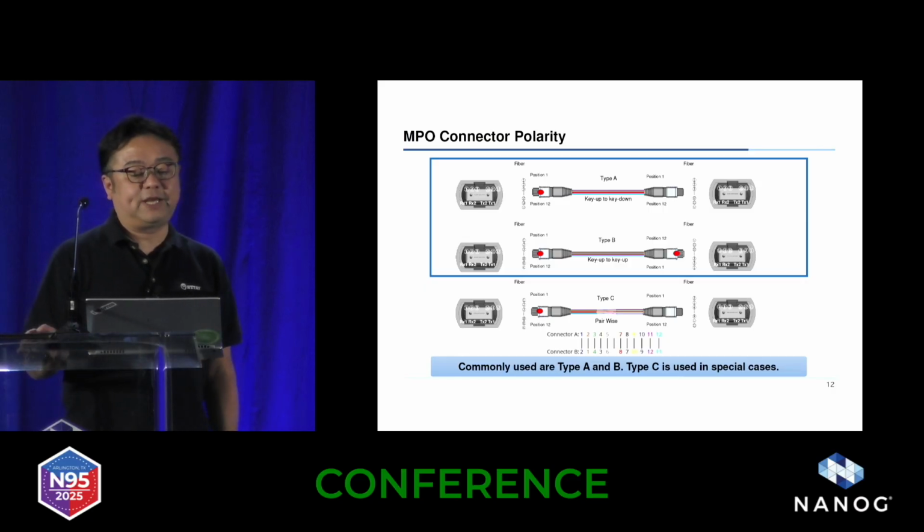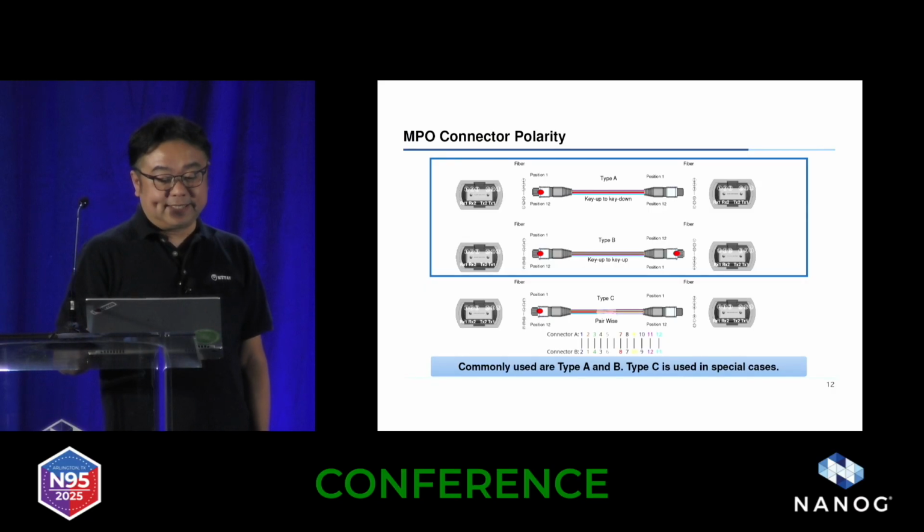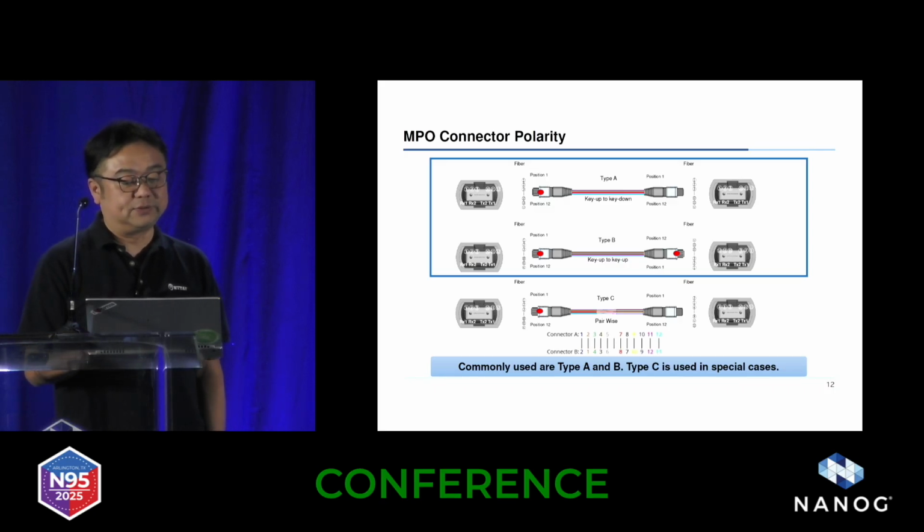The polarity of the MPO connectors is slightly similar to metal cable. Type A is a straight through. The MPO cable has a key up connector on one end and a key down connector on the other end, so that port 1 goes to port 1 on the opposite side.